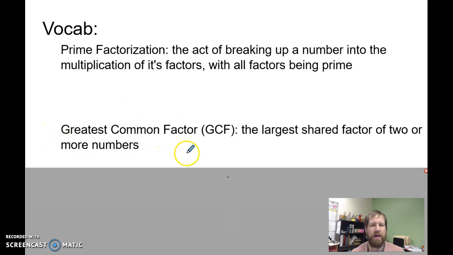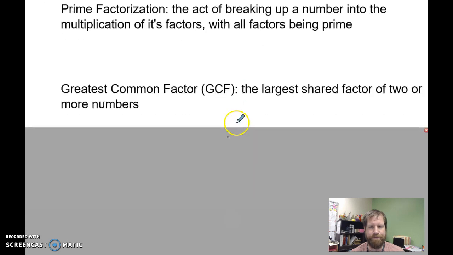And then we have greatest common factor, which is when you're looking at the factors of two numbers, it's the largest shared factor. Okay, doesn't have to be prime. In fact, it usually won't. Sometimes it will, but it's the largest shared factor.